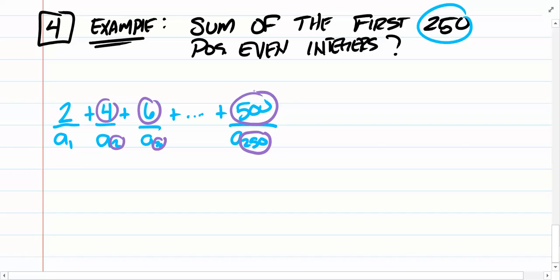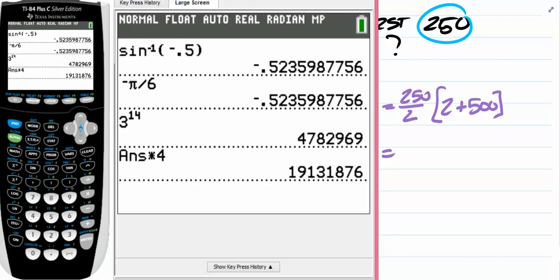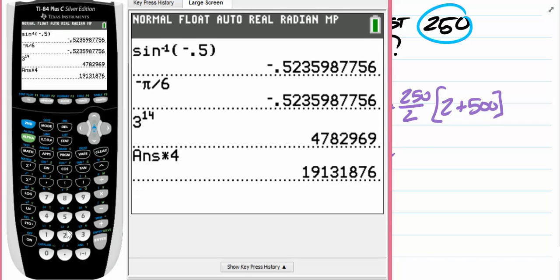We want to take the sum of the first 250 positive even integers. Well, it would be what? It'd be 250 over 2. The very first term is 2. The very last term is 500. So let's plug it into our calculators, right? That sounds good to me. Here's mine. So I would do 250 times what? Times 502. What would that give us? And then divide that finally by 2.